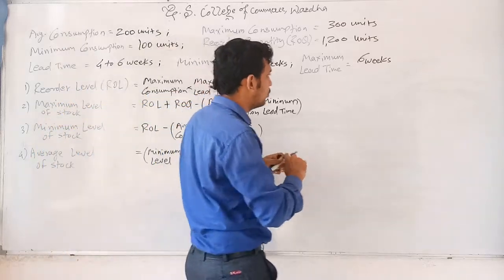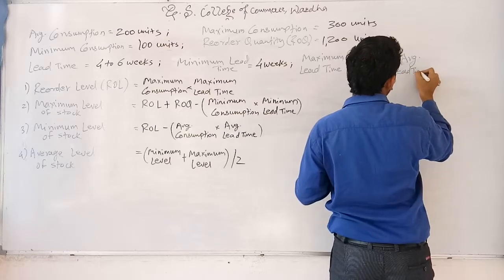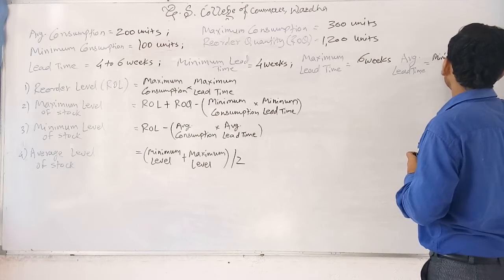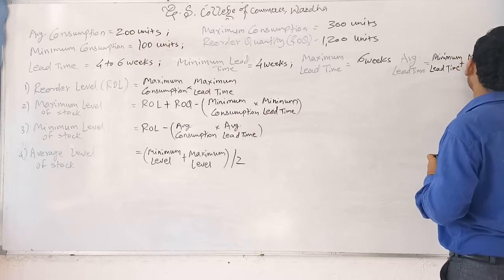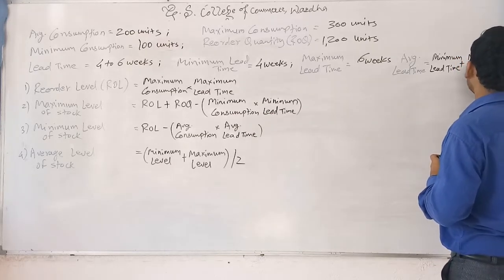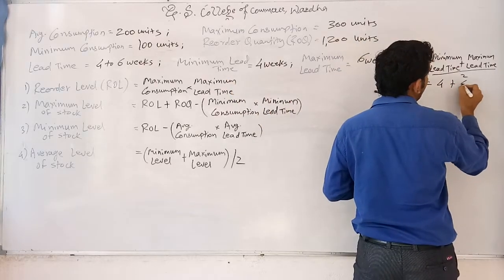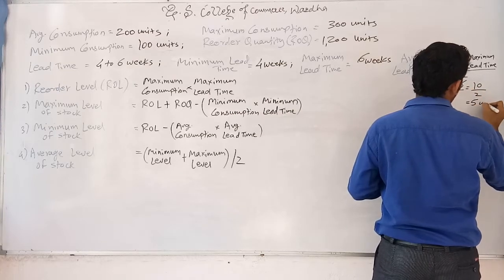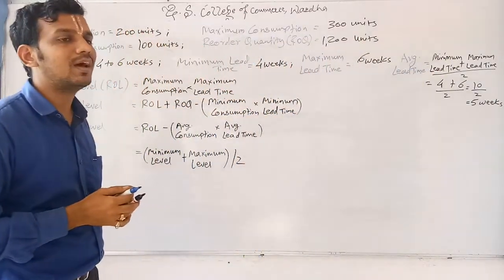And for the calculation of average lead time, we would use our formula which says that minimum lead time plus maximum lead time divided by 2. So minimum lead time was 4 weeks plus maximum lead time is 6 weeks divided by 2 equals 10 divided by 2 equals 5 weeks. That is our average lead time. Now we can put the values in the formula.